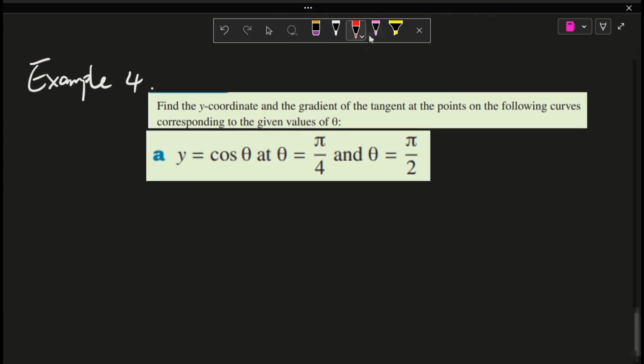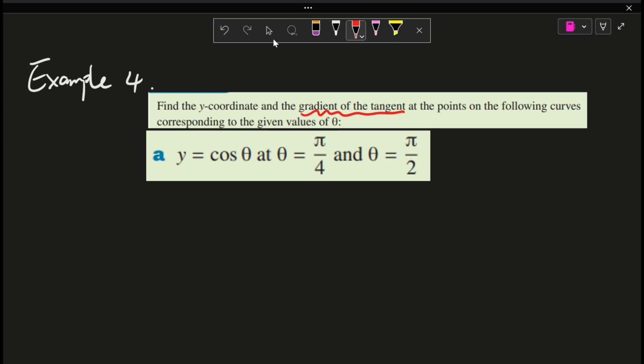Alright, the last example for today. Hopefully you've learned already. Let's read this question: find the y coordinates and the gradient of the tangent at a point on the following curves corresponding to the given values of theta. First, gradient of the tangent. If you see this, what are we going to do? We've mentioned it in previous knowledge: we call that a derivative. So we're going to do the derivative. Let's have a look.